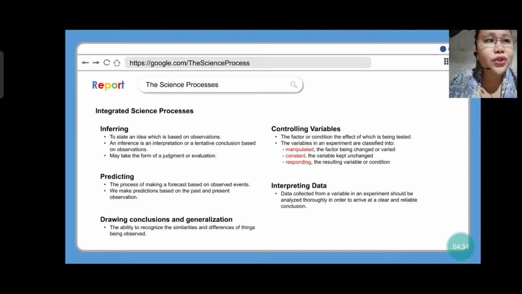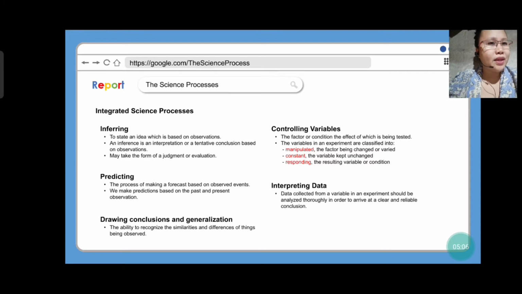Next is controlling the variables. So what are these variables? It is the factor or condition, the effect of which is being tested. The variables in an experiment are classified into three. First is the manipulated variable. Manipulated variables are the factors being changed or varied.